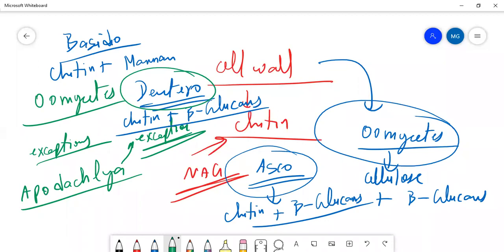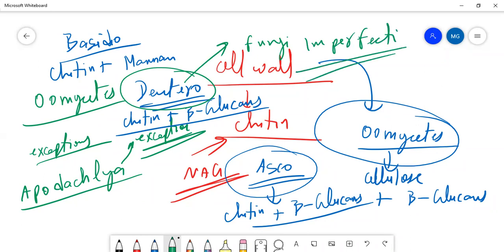So what is fungi imperfecti? What is called fungi imperfecti? Members of deuteromycetes, such as Fusarium, Trichothecium, Penicillium. They were earlier all under deuteromycetes. Penicillium, they're all members of deuteromycetes.